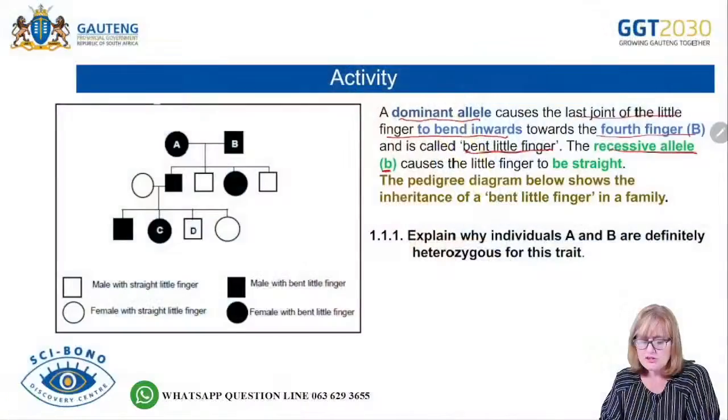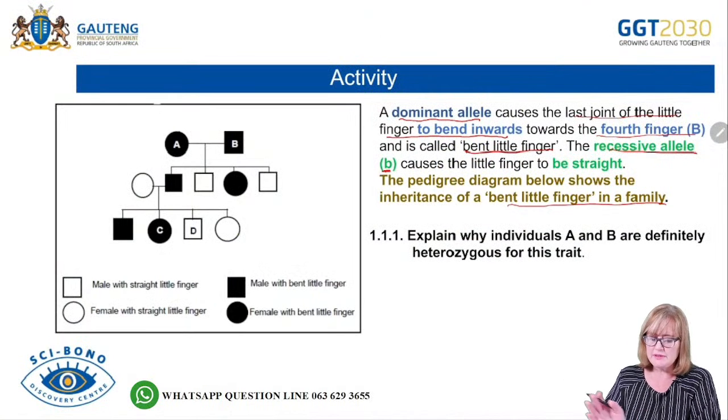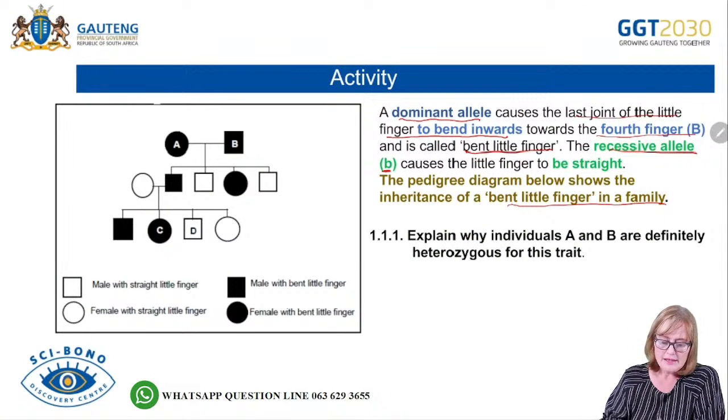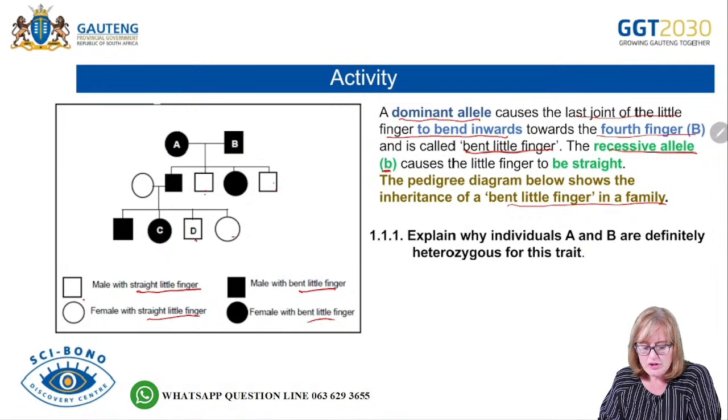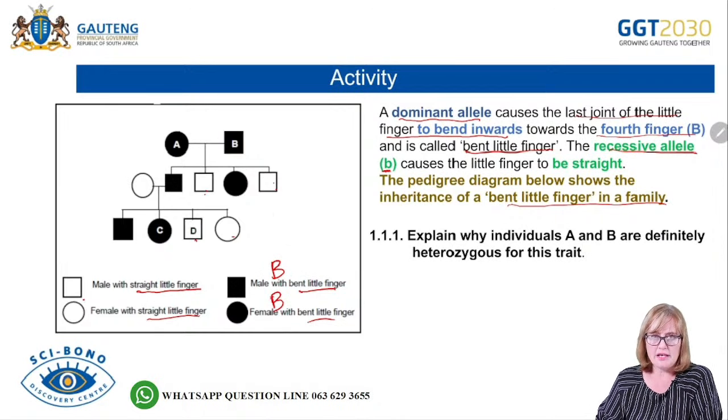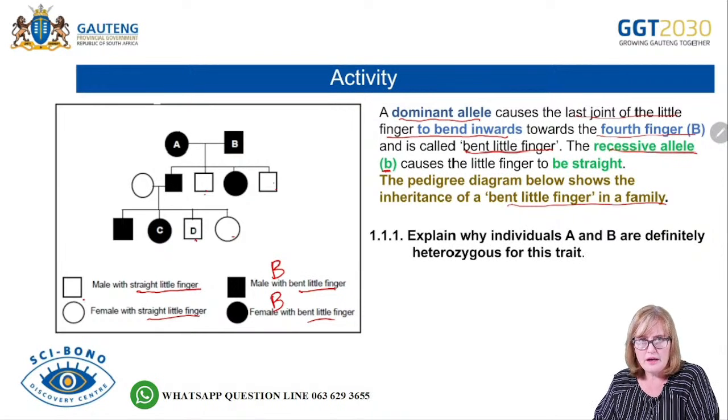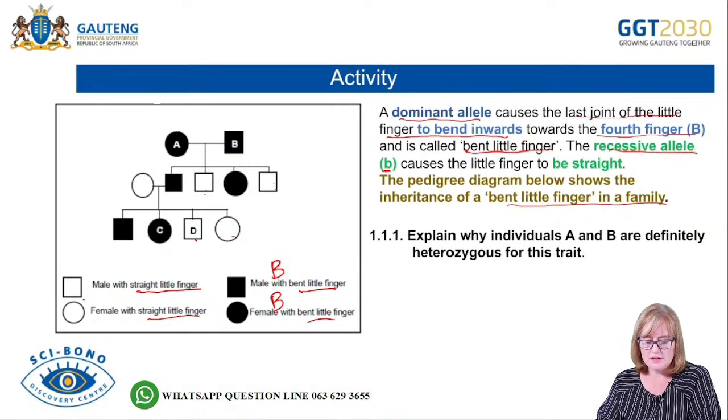All right. Now they say the pedigree diagram below shows the inheritance of a bent little finger in a family. So in this family, some of them have bent fingers and some don't. The straight fingers are the recessive ones, and they are not shaded. So all these unshaded ones are straight fingers. The bent fingers are the dominant ones, the big B's, and they are all shaded. But they don't want all of the phenotypes or genotypes, just certain ones. So they say, explain why individuals A and B are definitely heterozygous for this trait.